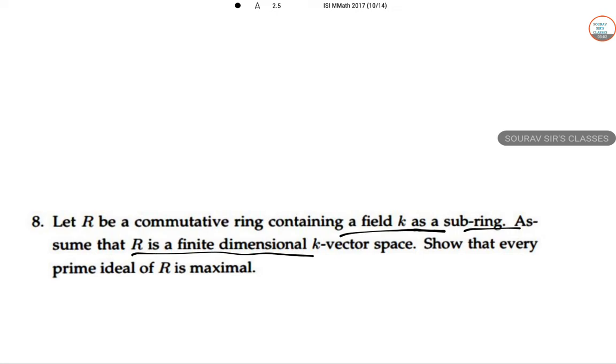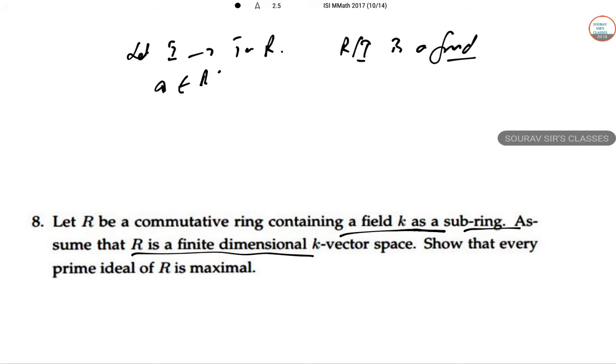So how to do that? Let I be a prime ideal in R. Is it enough to check that R by I is a field? That is, every non-zero element a which belongs to R by I has a multiplicative inverse. And R by I is a finite dimensional K vector space.